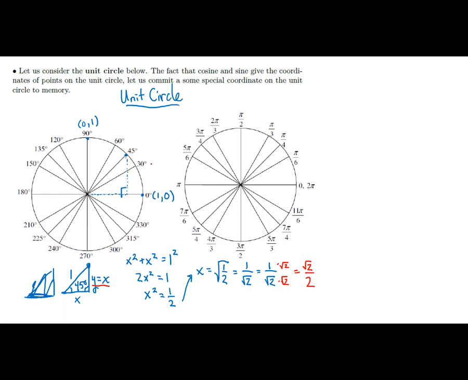So up here I can write the coordinates of that point at 45 degrees as root 2 over 2, root 2 over 2. Okay, so there's my point at 45 degrees. All right, let's take a look at 30 degrees now.